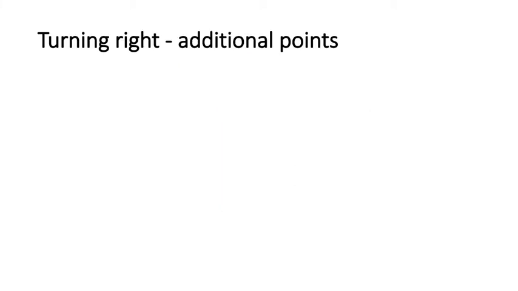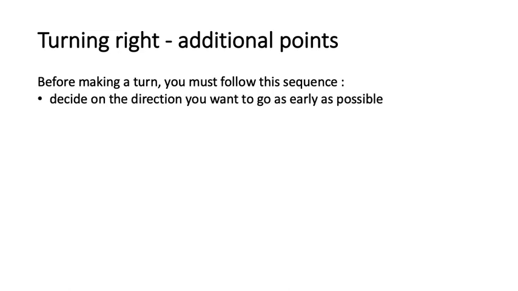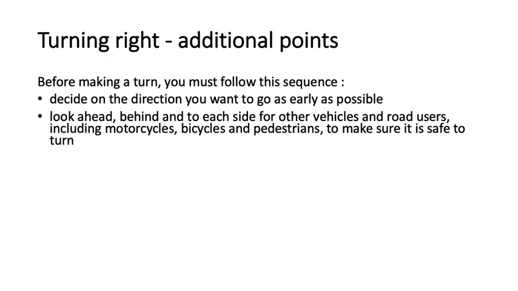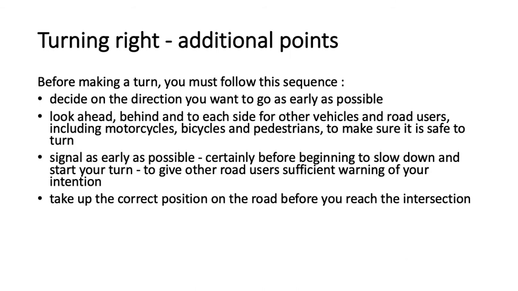Okay, let's look at right turns now, some additional points. Before making a turn, you must follow this sequence. Decide on the direction you want to go as early as possible. Look ahead, behind, to each side for other vehicles and road users, including motorcycles, bicycles and pedestrians, to make sure it is safe to turn. Signal as early as possible, certainly before beginning to slow down and start your turn, to give other road users sufficient warning of your intention. Take up the correct position on the road before you reach the intersection. Make your turn when safe.